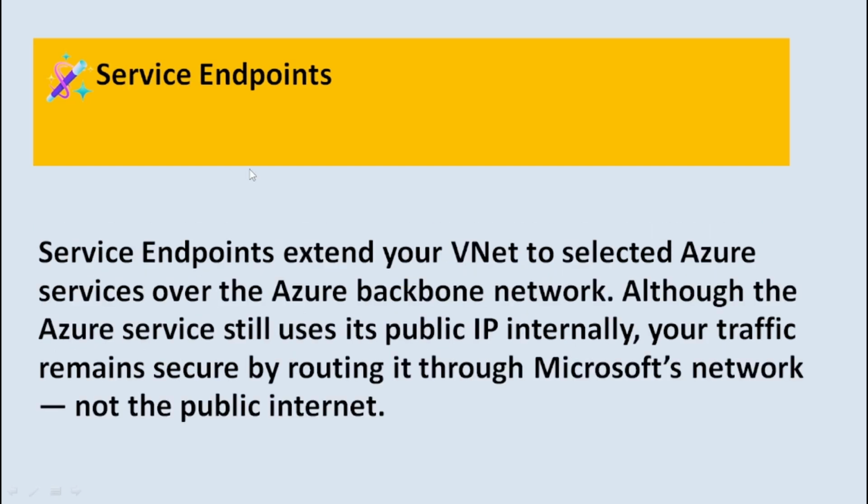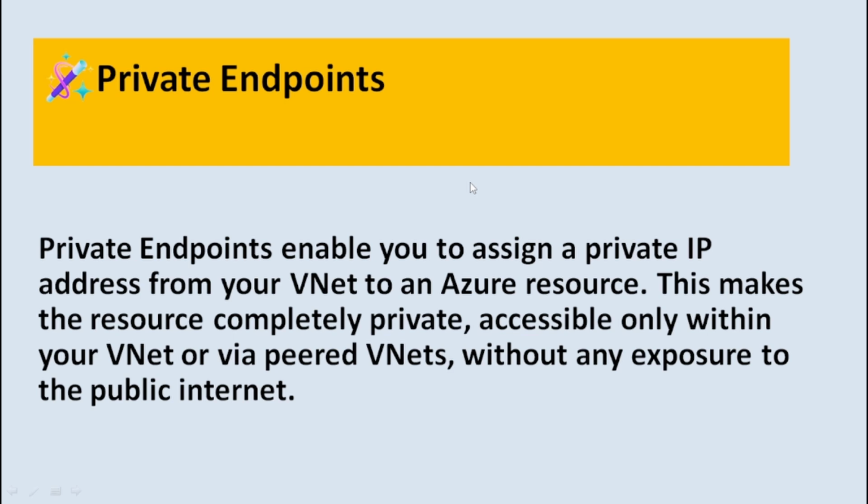Second, service endpoint. Service endpoint extends your VNet to selected Azure services over the Azure backbone network. Although the Azure service still uses its public IP internally, your traffic remains secure by routing through the Microsoft network, not the public internet. Now third is a private endpoint, which we are going to discuss and perform the demo.